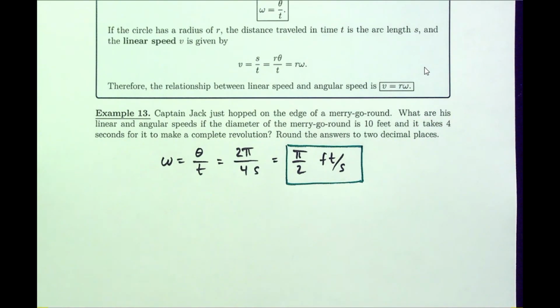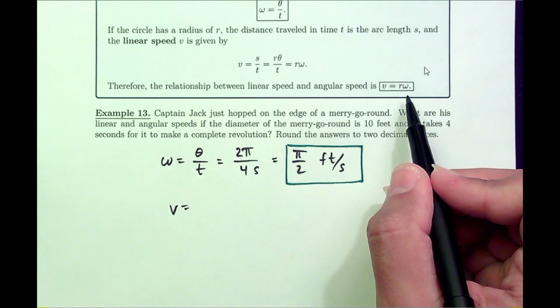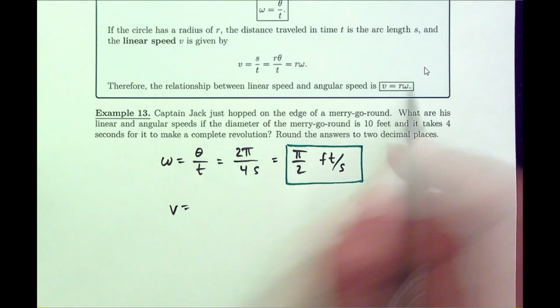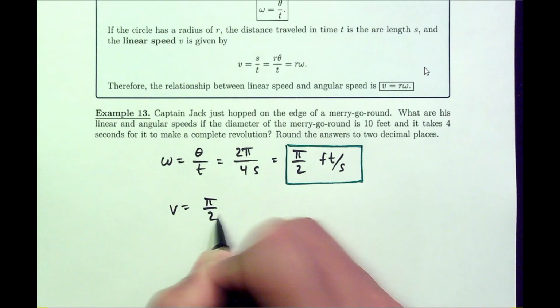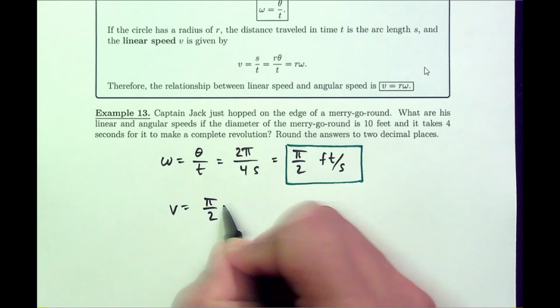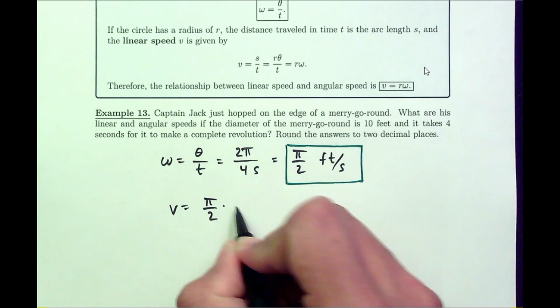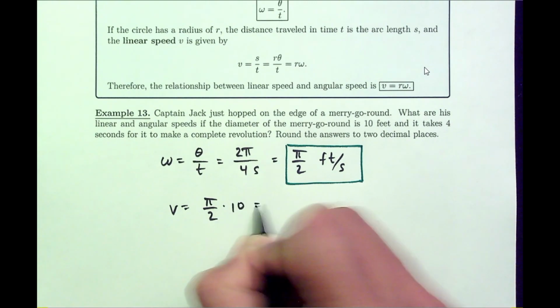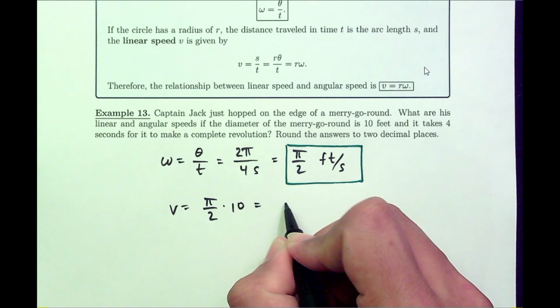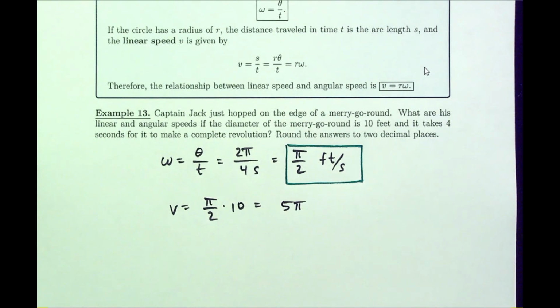And what is the linear speed? That's easy. The linear speed is you take the angular speed and multiply by the radius. So pi over 2 times, what is it? The radius is 10 feet. Times 10. So this is 5 pi. Okay, that is all.